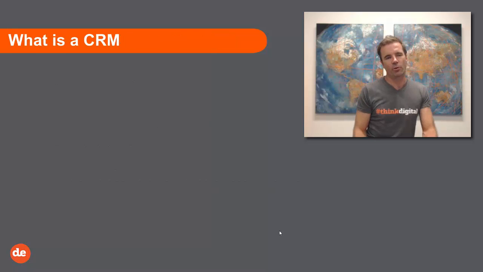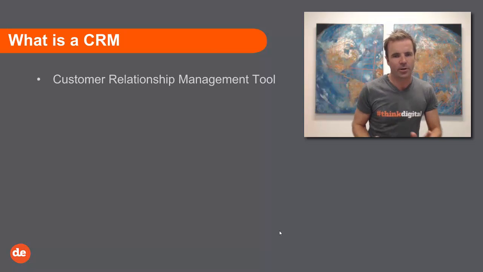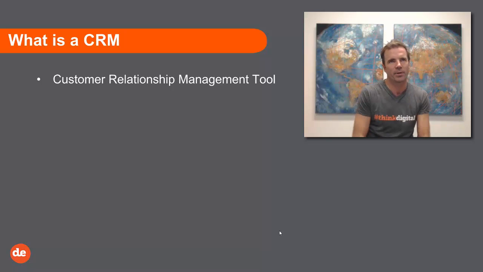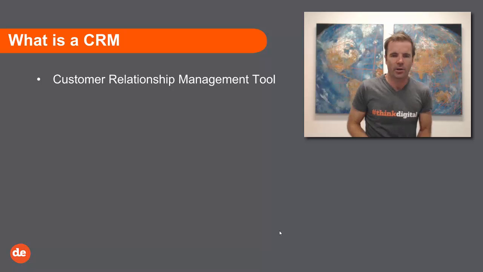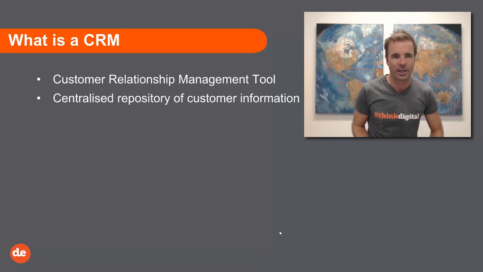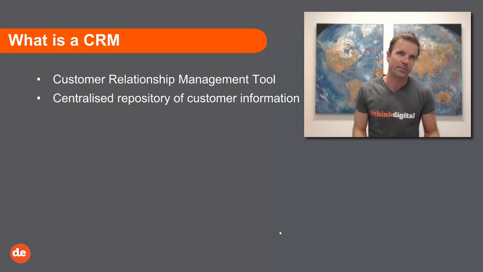So I thought we'd get into the theory behind a CRM and exactly what it is. So a CRM is known as a customer relationship management tool. Okay, so it's really just a piece of software that's available to you. Now, in one respect, it's a centralized repository of all your customer information: their name, their address, when they purchased off you last, what their date of birth is, what events they've attended. So it's a centralized sort of information source.